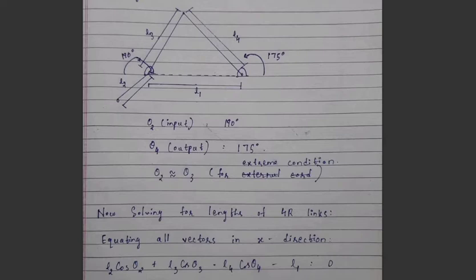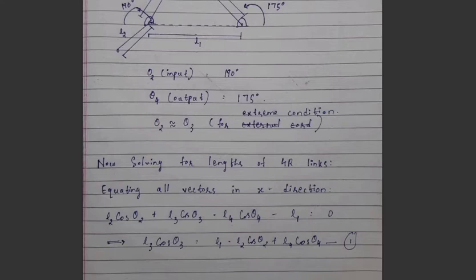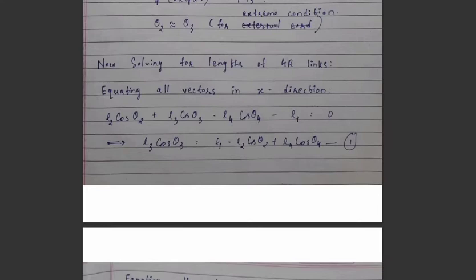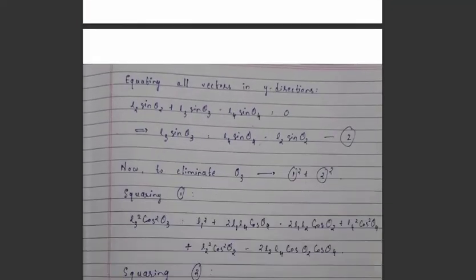So now we have a few initial conditions. Using this, we'll be solving for the lengths of all the links. So let's start our solving part. First, we will be equating all the vectors in the x direction. From that, we'll be getting an equation. Then we'll be equating all the vectors in y direction. From that, we'll be getting equation number 2.